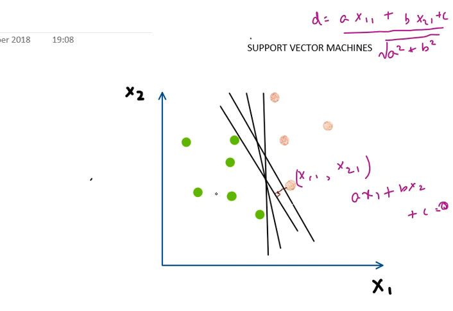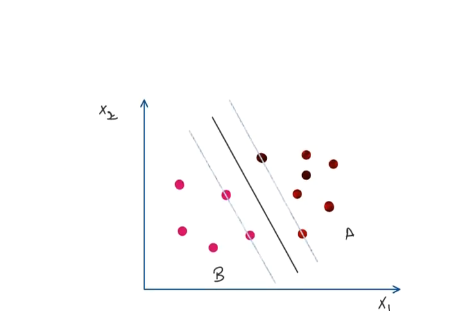So this is a standard quadratic programming problem which can be easily solved, and a maximum margin hyperplane can be obtained. So this term you need to remember: maximum margin hyperplane. Let me show this to you, maximum margin hyperplane.